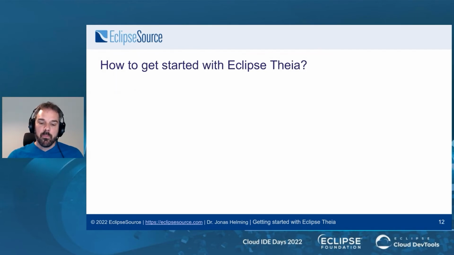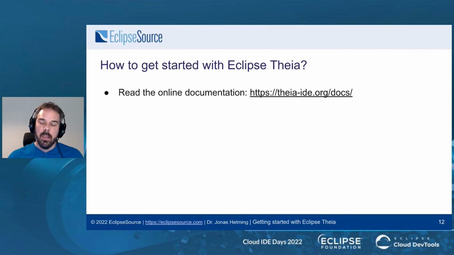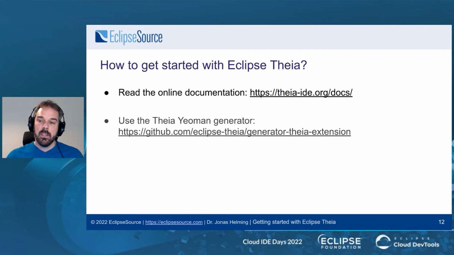Now, summing up with how to get started with Theia, I would like to provide some links you might want to follow to read more about Theia. First is the online documentation, which has been heavily extended during the last year. So it covers really the most important aspects about the Theia API and how to implement features based on Theia. So definitely check this out. Next is the Yeoman generator that I just mentioned to create a Theia-based project.